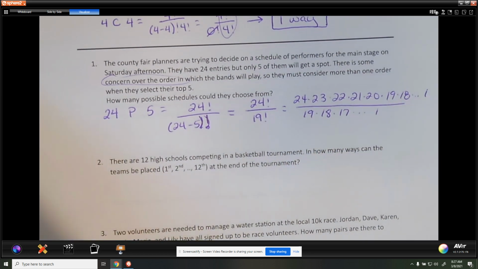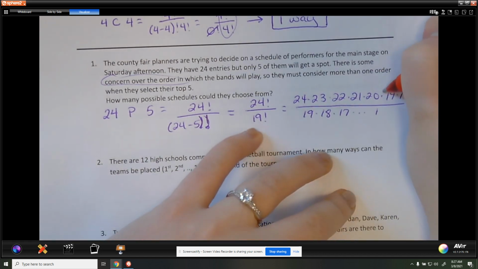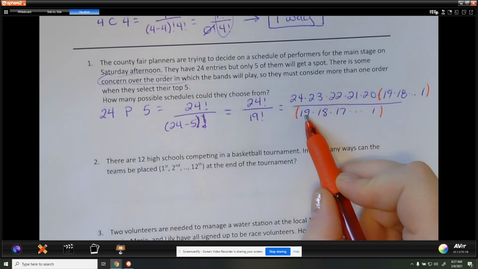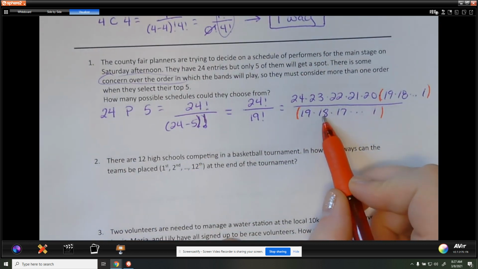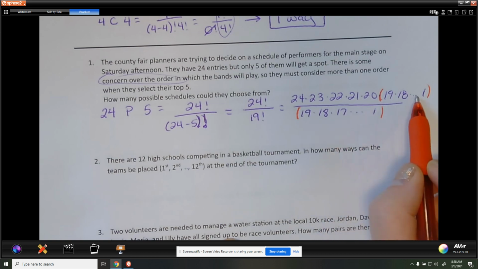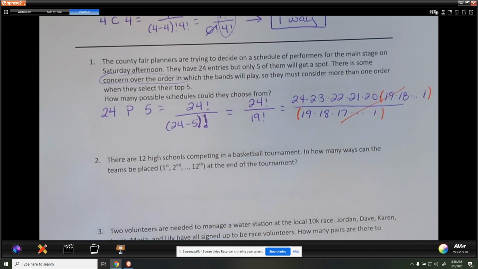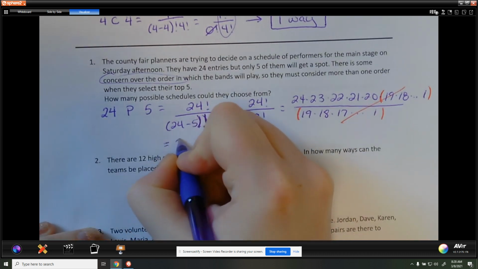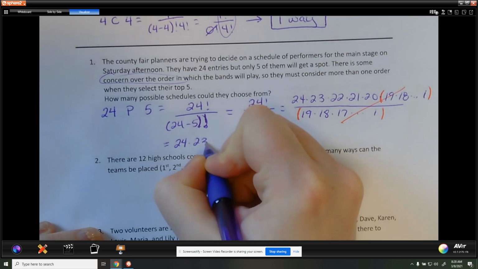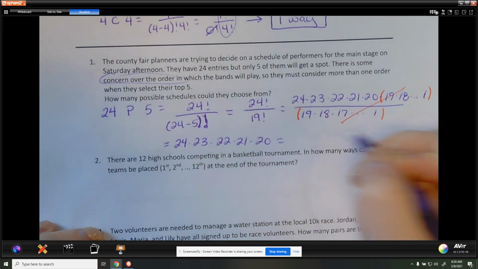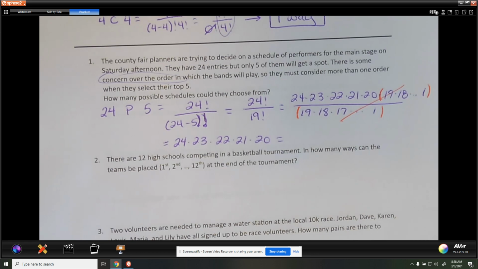So then this part repeats. 19 divided by 19 is just 1. 18 divided by 18 is 1. 17 divided by 17, 16 divided by 16, on and on. So we can simplify those, and that's just 1. Our total possibilities are 24 times 23 times 22 times 21 times 20, which I will do in my calculator.